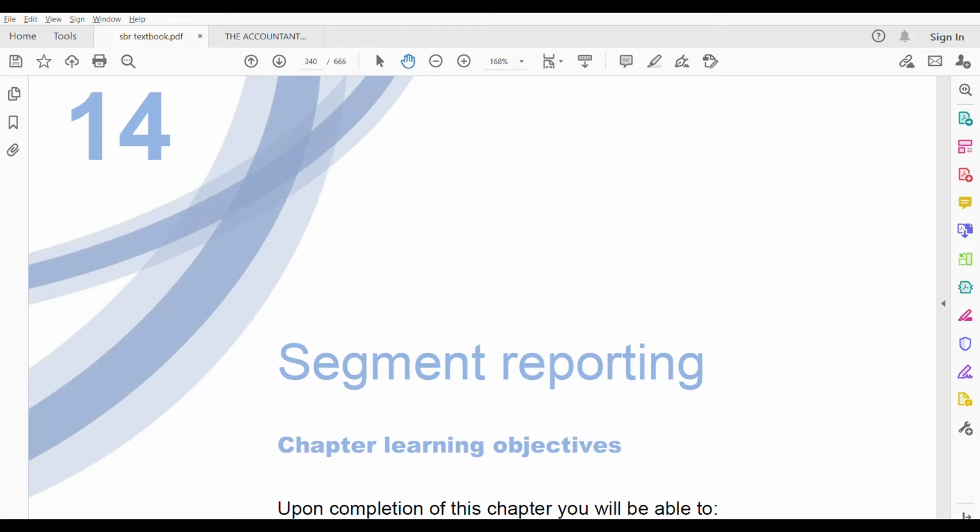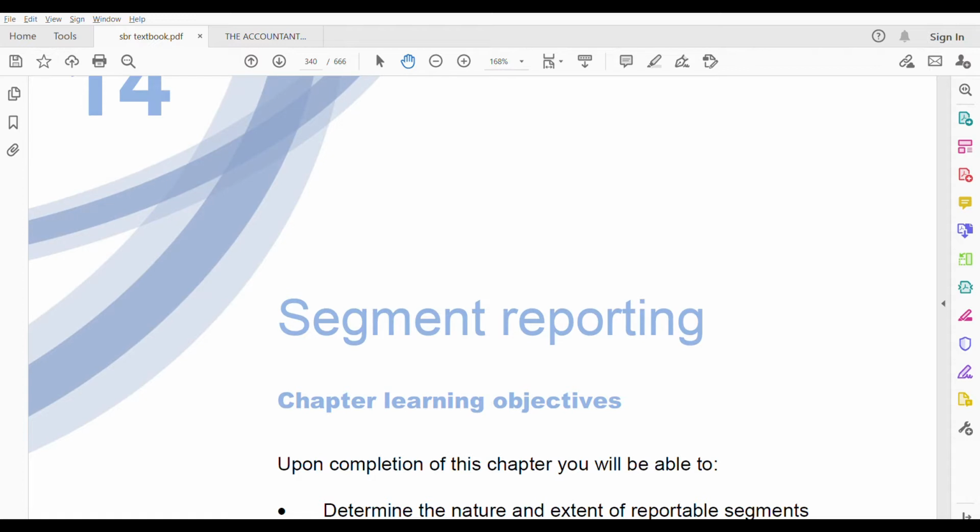Today's standard is IFRS segment reporting. This has not been taught in financial reporting, so this is a new topic area for SBR students. And this is also a question you can expect, right? I would say that there are 60% chances that you might get an IFRS 8.